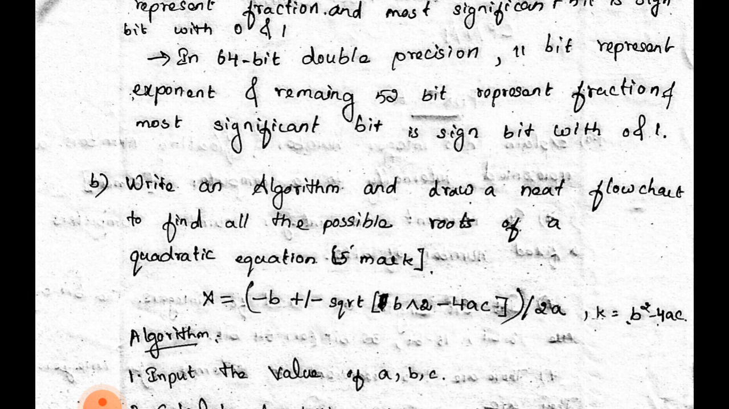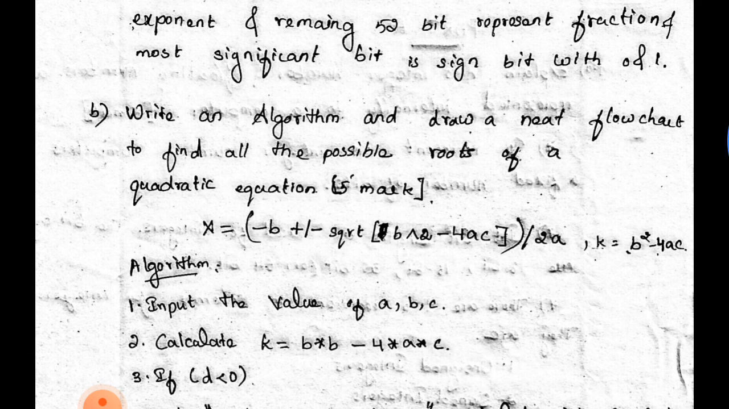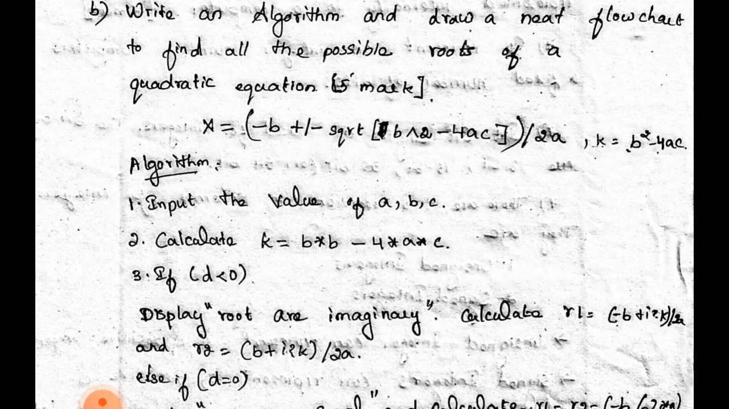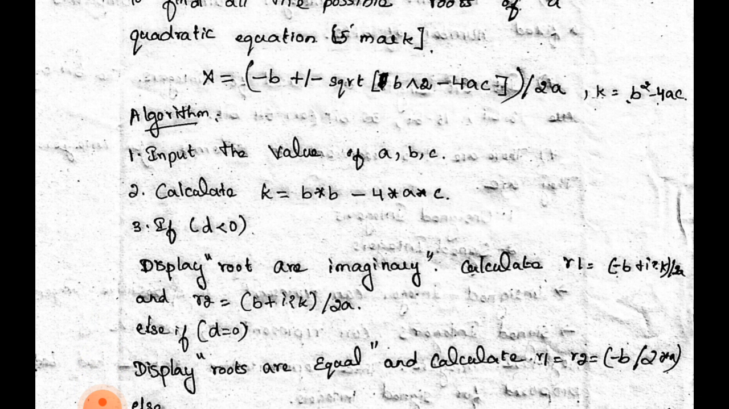Next question is, write an algorithm and draw a neat flow chart to find all possible roots of a quadratic equation. First, we know the quadratic equation roots are minus b plus or minus square root of b square minus 4ac, divided by 2a. For the algorithm: an algorithm is a step-by-step procedure for a problem, to easily understand the problem.